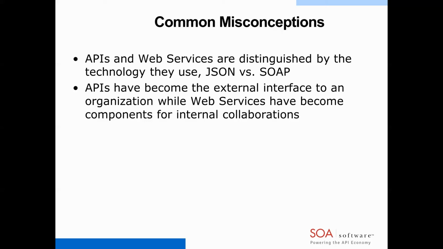The second misconception is that APIs have become an external interface to the organization, while web services have become the componentry for internal collaboration and integration. This is similar to how people think about SOA. People have looked at service-oriented architecture as a way of saving money internally, and they've started to look at APIs as a way of making money between themselves and partners, or between themselves and the general public.